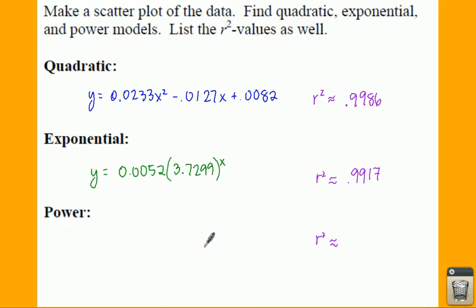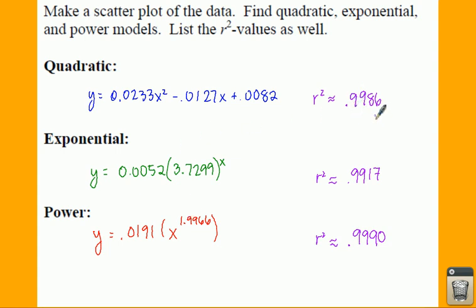So let's see how these compare here. So we're going to have y equals 0.0191, and then you're going to have x to the power of 1.9966. And your r-squared value ends up being a 0.9979. So they're all pretty good models, but if you look at these, your quadratic model is going to end up being a better fit.